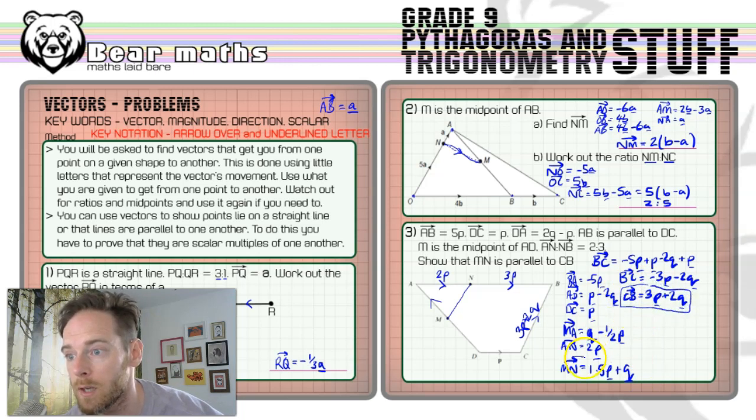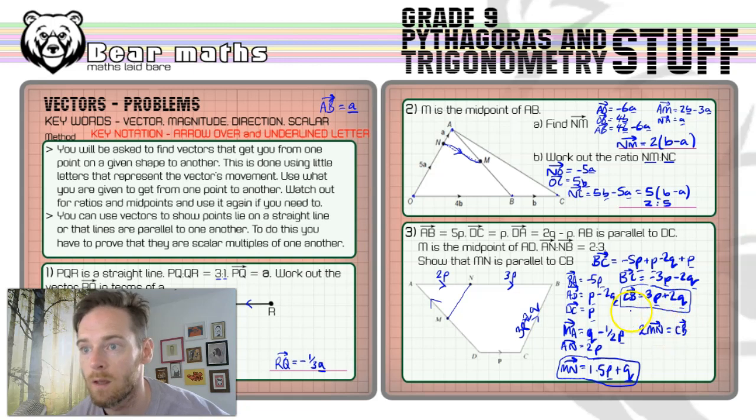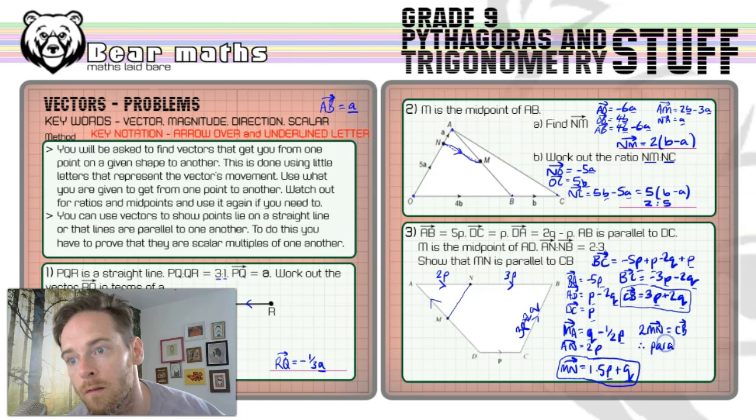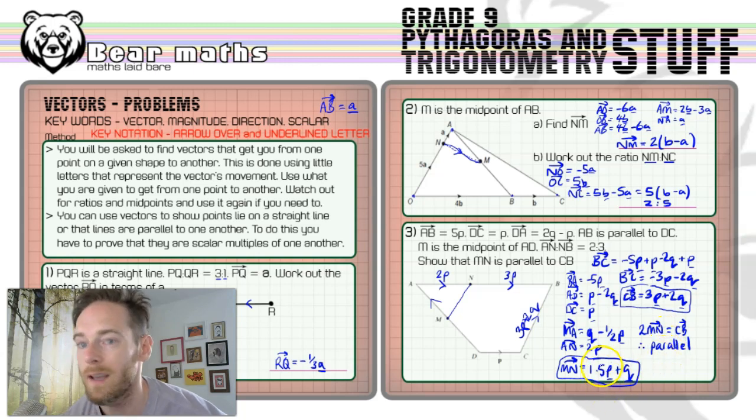If we look back at the CB vector and compare it to MN's vector, what we can see is that 2 MNs is equal to 1 CB, the vector of CB. And we can write therefore parallel. And we've proved it using vectors. Show that MN is parallel to CB. Done. That's it. Very tricky stuff.